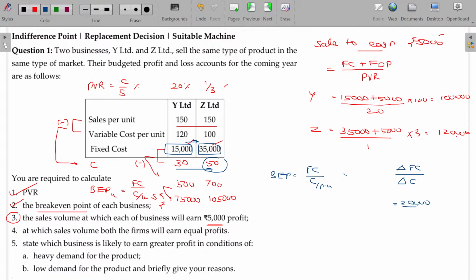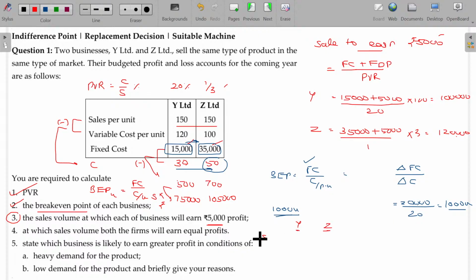So 20,000 divided by 20 rupees. How many units? 1,000 units. So if you sell 1,000 units, the total cost between both the products will be the same. Similar to this one, you can now apply this. You can verify for 1,000 units, in case of Y as well as in case of Z.